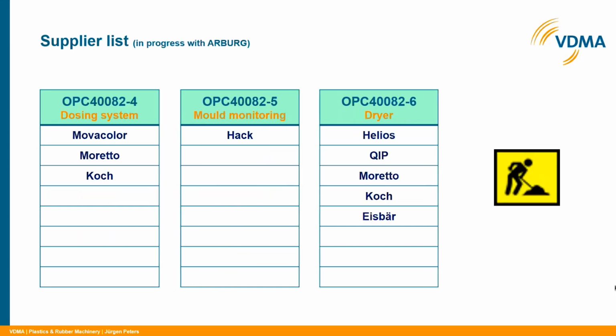As the next step, here you can see a list of the suppliers that ARBURG is in contact with for further specifications. That means for the 4, 5, and 6. These suppliers also recognized the advantages of OPC UA and have started or would like to implement an OPC UA interface. And ARBURG has already realized first prototypes together with some of these suppliers to practice with.